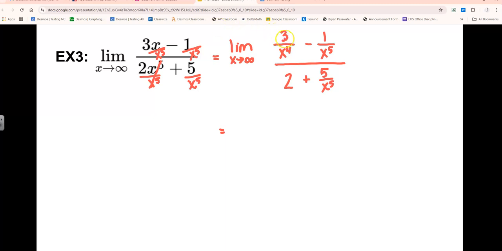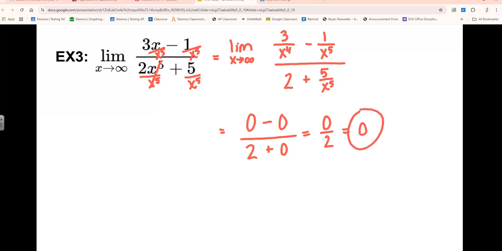What is the limit as x approaches infinity of 3 over x to the 4th? That's going to be 0. We've got a number over a variable with a positive exponent. That's a 0. How about 1 over x to the 5th? Still 0. A number over a variable, positive exponent. That's going to be 0. How about the 2? That is 2. It stays. And what about 5 over x to the 5th? 0. So I end up with 0 over 2. What is 0 divided by 2? 0. So 0 is my answer for that.